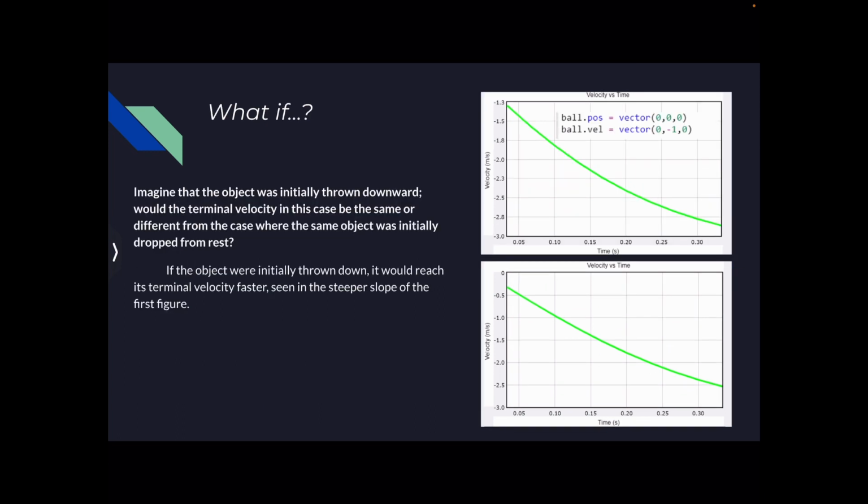So what if we actually threw the object downward initially, and how would that affect the terminal velocity? If the object were initially thrown downward, it would reach its terminal velocity faster, seen in the steeper slope of the first figure, but the terminal velocity value itself would not be any different because it is still just a balance of the forces.